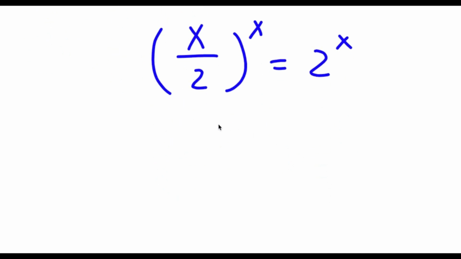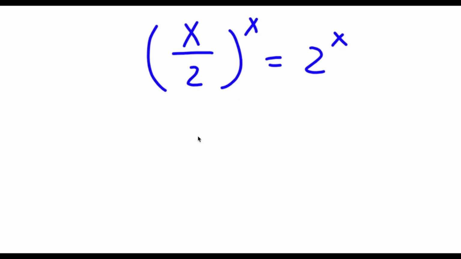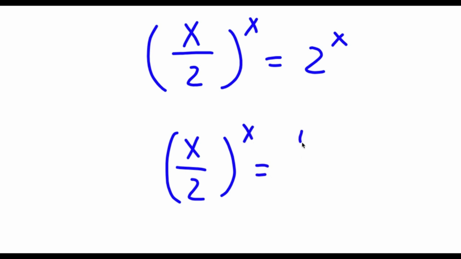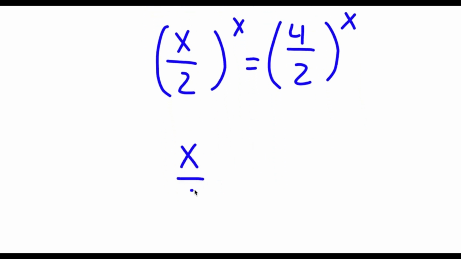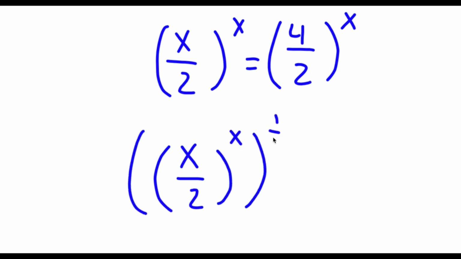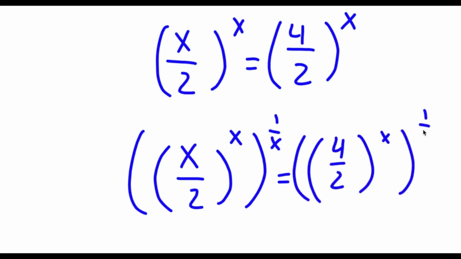Now 2, this is the same thing as 4 over 2. So now I have x over 2 to the power of x is equal to 4 over 2 to the power of x. So now I'm going to take the power of 1 over x on both sides. So now I have x over 2 to the power of x to the power of 1 over x is equal to 4 over 2 to the power of x to the power of 1 over x.